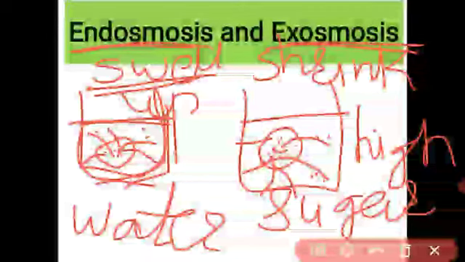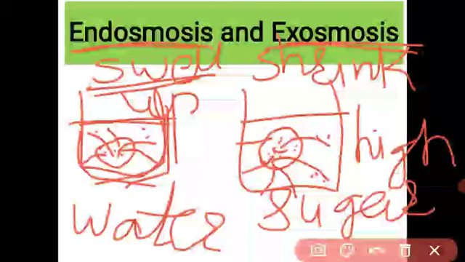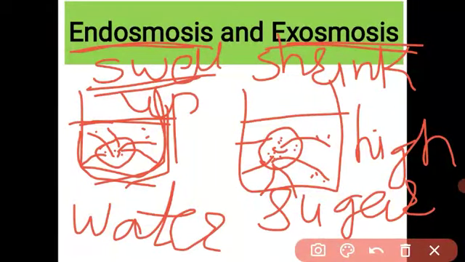Got it? Osmosis, exoosmosis and endoosmosis. Endoosmosis means inward diffusion of water, because the outer surrounding has a high concentration of water as compared to the cell, which has a low concentration of water. So water moves from high concentration to low concentration, and the cell swells up. And when the cell is put in the sugar solution, which has a low concentration of water and high concentration of sugar as compared to the cell, the water moves outward.